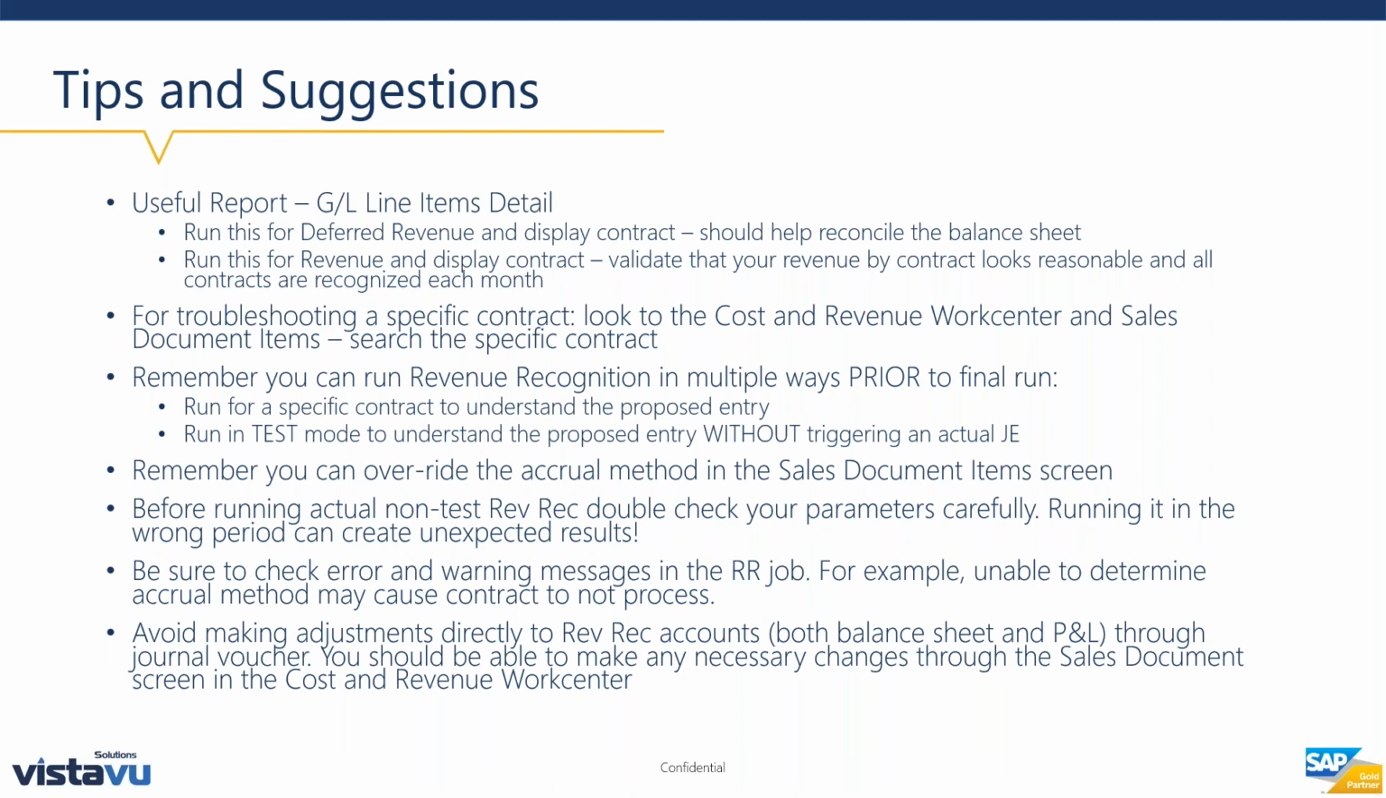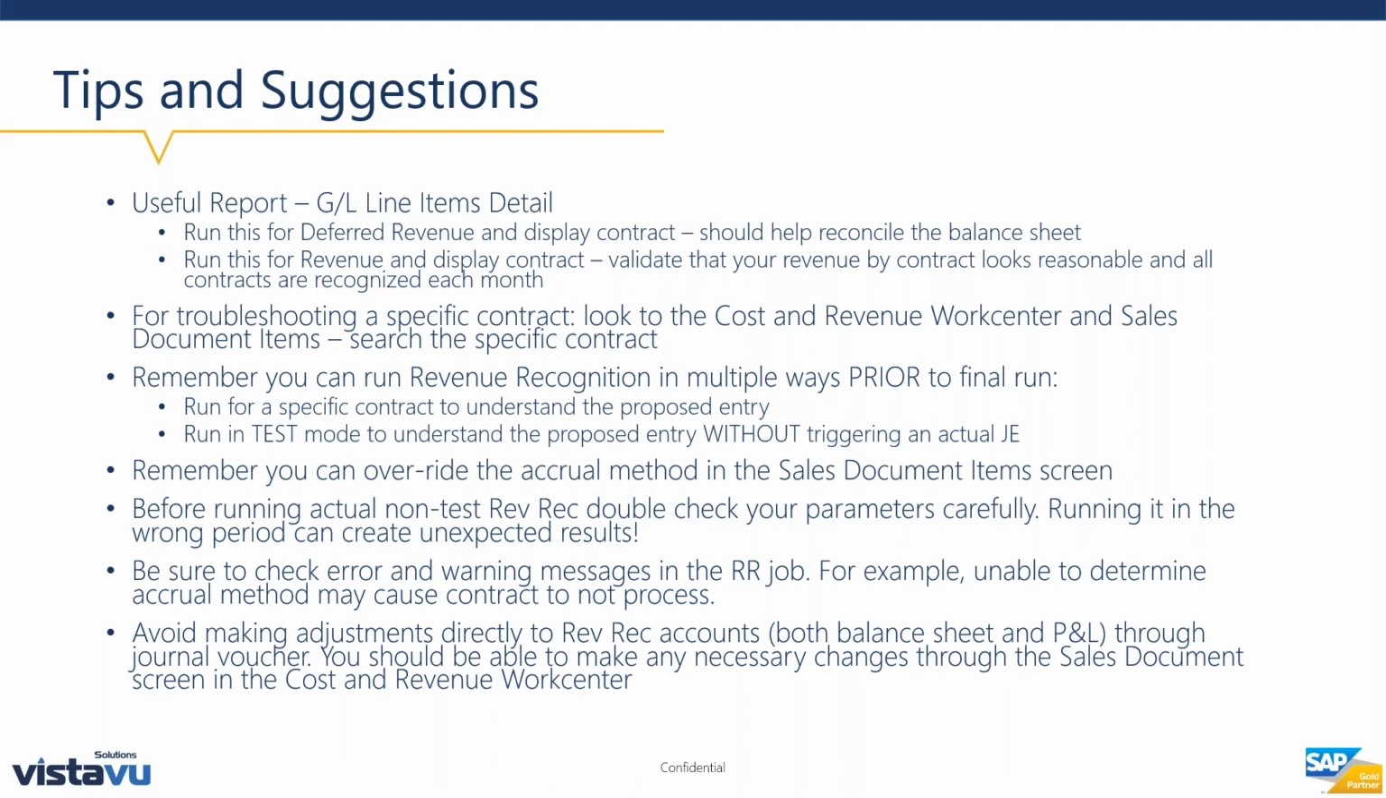Before running an actual non-test Rev Rec, double check your parameters carefully. Running it in the wrong period can create unexpected results. If you do run revenue recognition in period 6 and period 5, it's going to do a catch up for you. It's going to overstate, and then you might be in a situation where it's a little bit tricky to sort that out. So just be really careful that you're double checking, especially the date parameters when you're running that job, especially in the non-test mode.